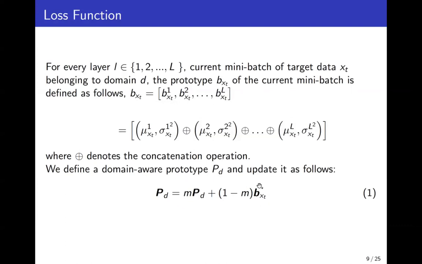For samples coming from H_T, each sample belongs to a particular domain, and this domain can be a weather condition. For example, fog belongs to a single domain, and night belongs to a single domain. For each domain, we maintain a domain-aware prototype P_D, defined as follows.